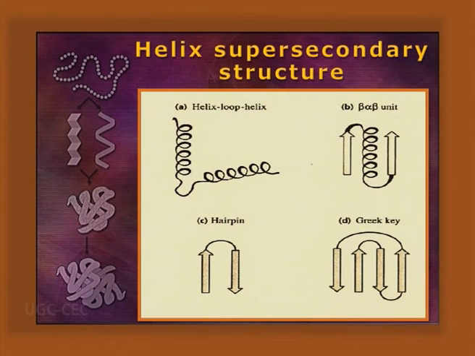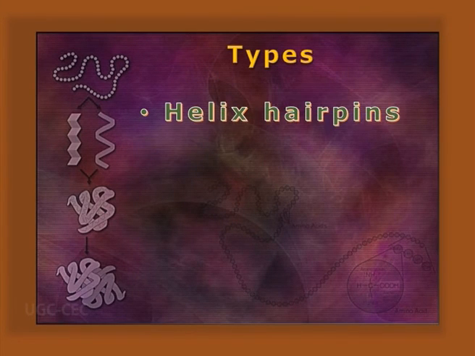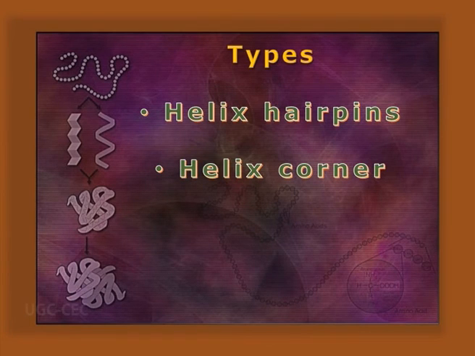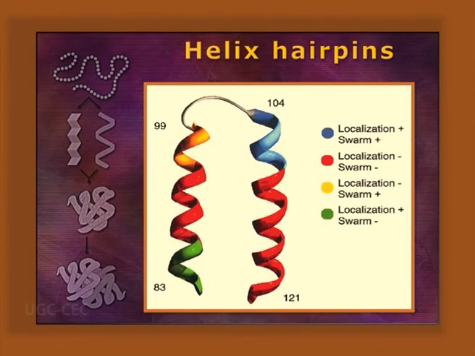From the picture, it is evident that in case of helix supersecondary structure, different helices are joined by loops. Types. It includes helix hairpin, helix corner, helix loop helix and helix turn helix. First one, helix hairpin. You can follow, it looks like a hairpin. So, two anti-parallel alpha helices are joined by a loop of large polypeptide, maybe of 2 to 16 residues. If very short, 2 residues, then 2 helices are closely compact via non-covalent hydrophobic interaction.